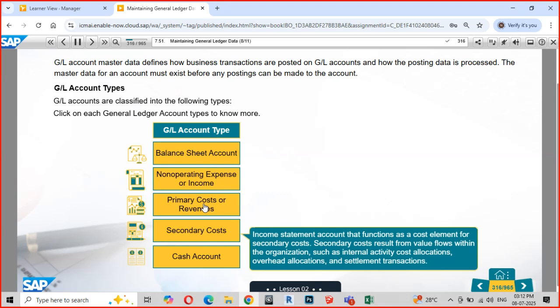That is where your primary costs and your secondary costs come into the picture. Primary cost element, secondary cost element. That is where they come into the picture. This I will talk to you about in detail when I deal with the CO module, the management accounting module. All right.